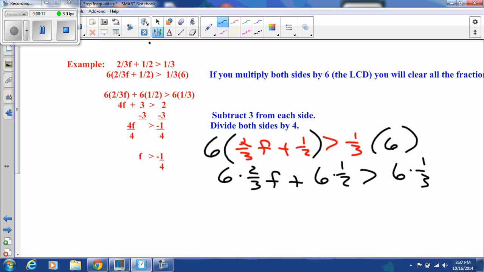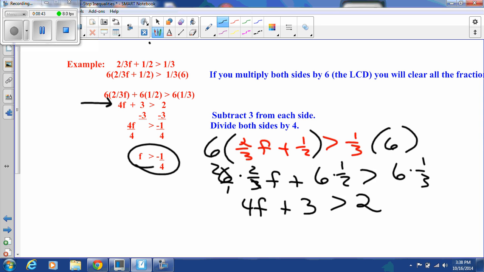So 6 times 2/3 becomes 2 times 2, which is 4f, plus half of 6 is 3, and that's greater than 1/3 times 6, which is 2. So that's right here. Now to solve it, I'm going to subtract 3 from each side. That gives me 4f is greater than negative 1. I'll divide both sides by 4. I get my final answer. F is greater than negative 1/4.